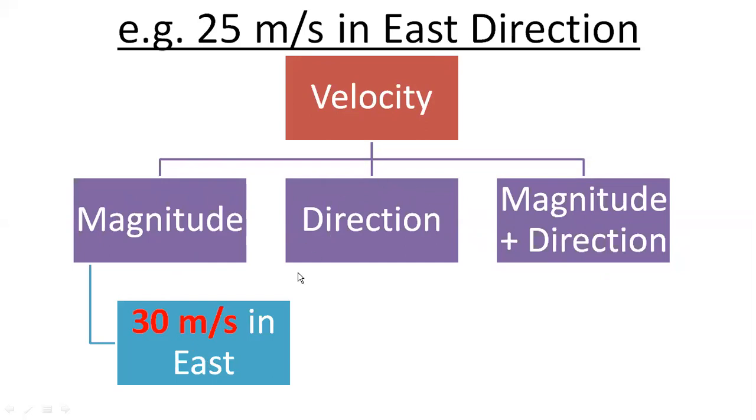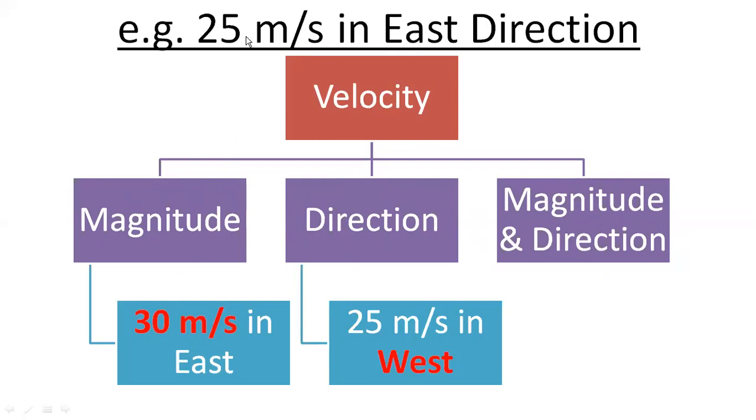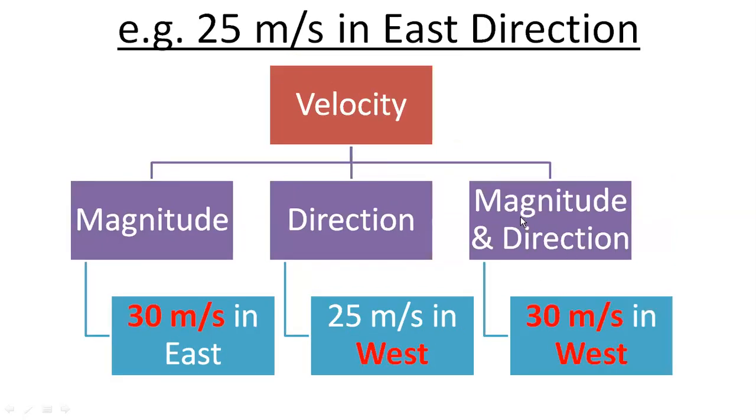Or I can change the direction. I have kept the speed constant at 25 meter per second, but I have changed the direction, so this velocity will change. The third case is that I can change both magnitude and direction. So there are three ways in which velocity can be changed. It is your choice: you can change magnitude or direction or both to change the velocity.